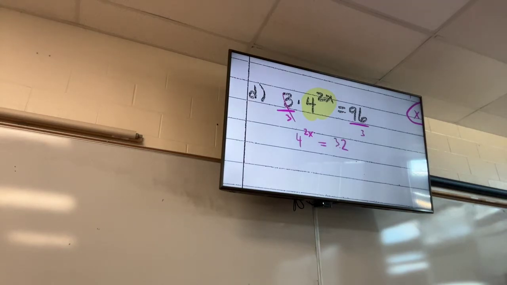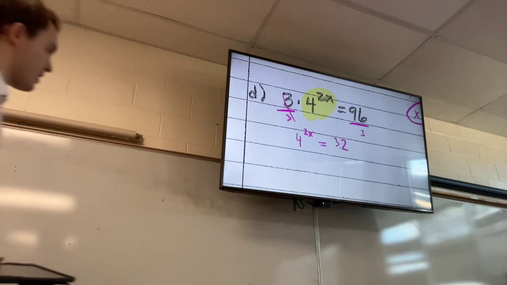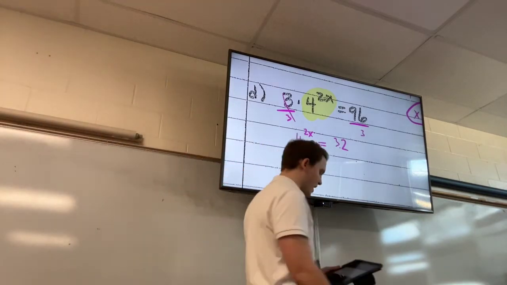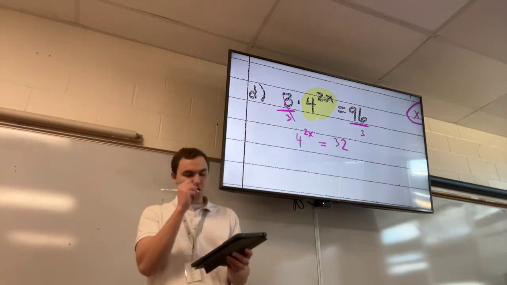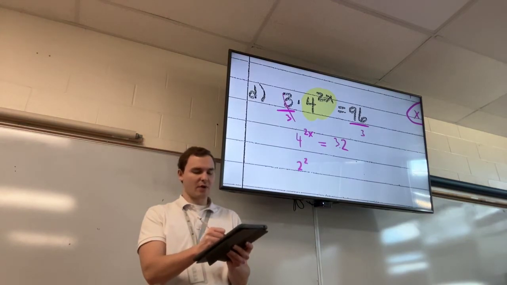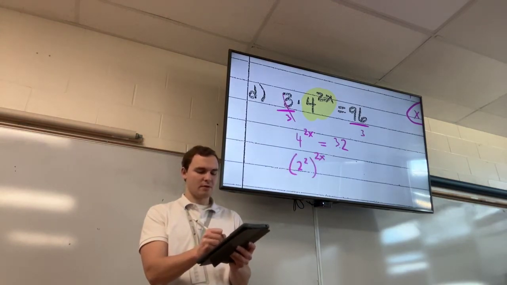Four to the 2x equals 32. Okay. 4 and 32 are both powers of what number? 2. So we're going to rewrite 4 as 2 squared. Rewrite 32 as 2 to the 5th.